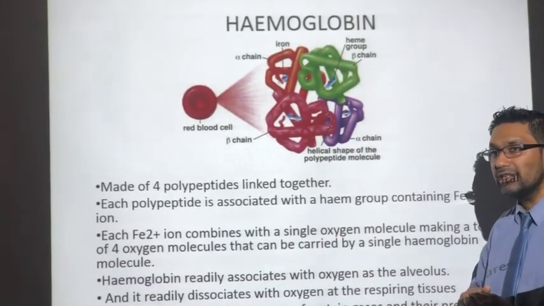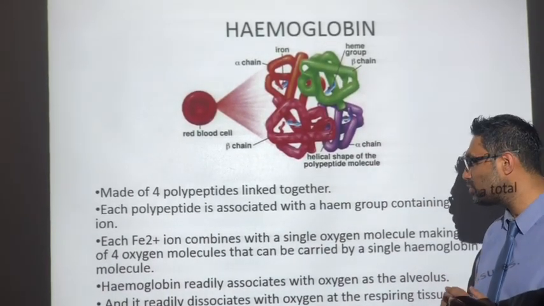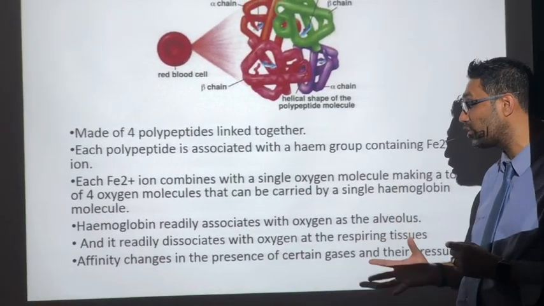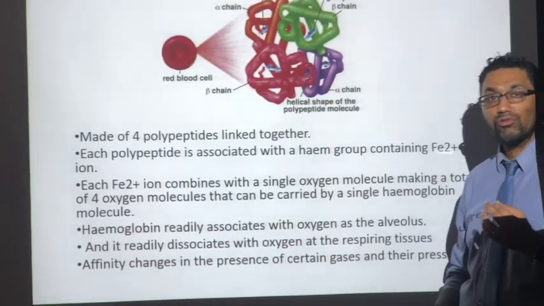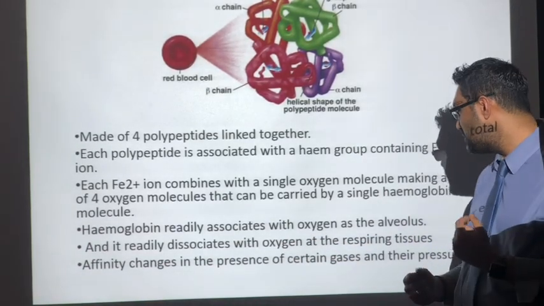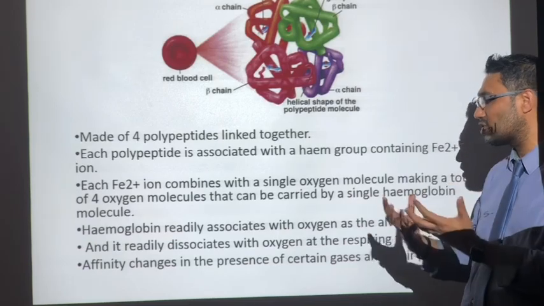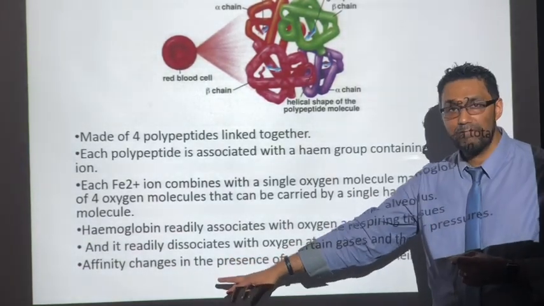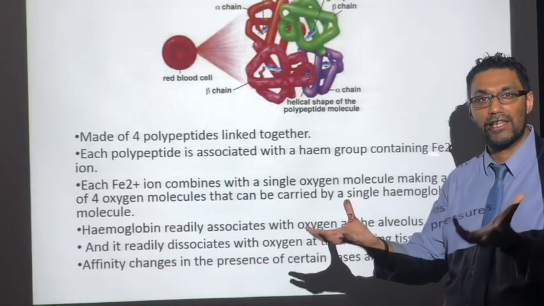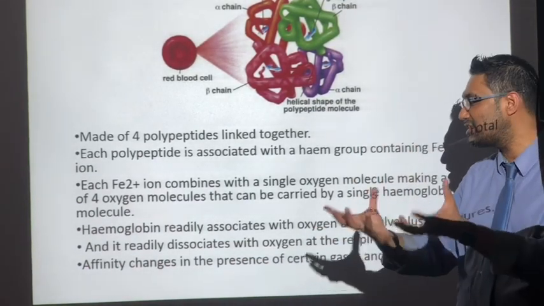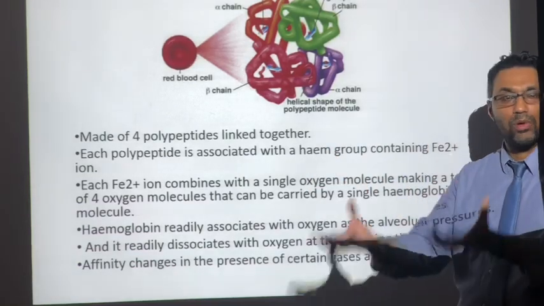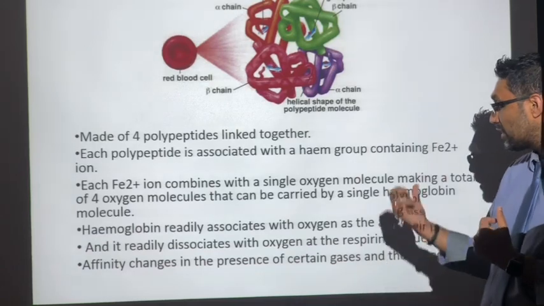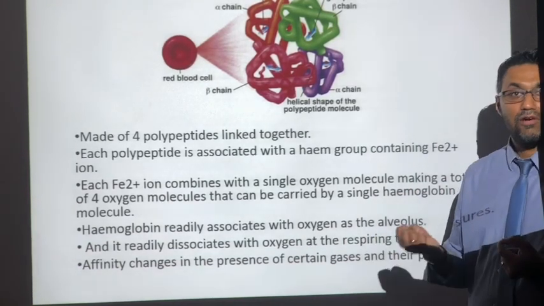There is an ion there, Fe2+, and when it binds onto the oxygen, it makes oxyhemoglobin. Hemoglobin readily associates with oxygen, and then it will dissociate from oxygen when it's in a low oxygen area. This word here, affinity, means oxygen likes to join onto it. Affinity means it likes it, it wants it. So hemoglobin has an affinity for oxygen.